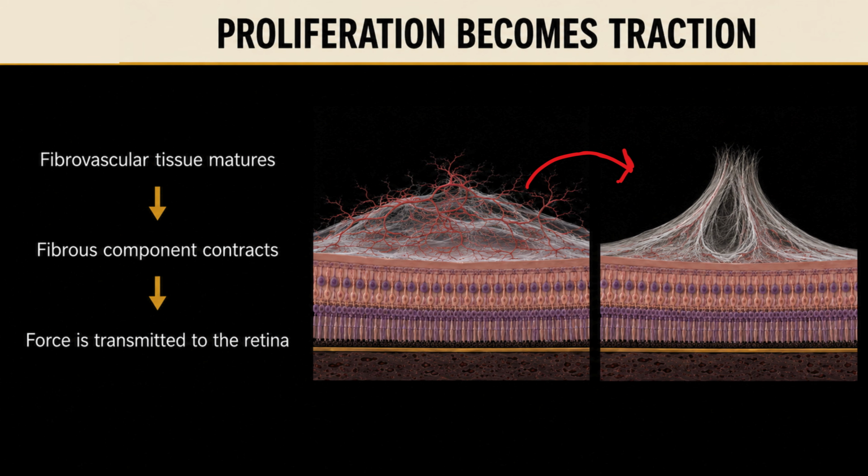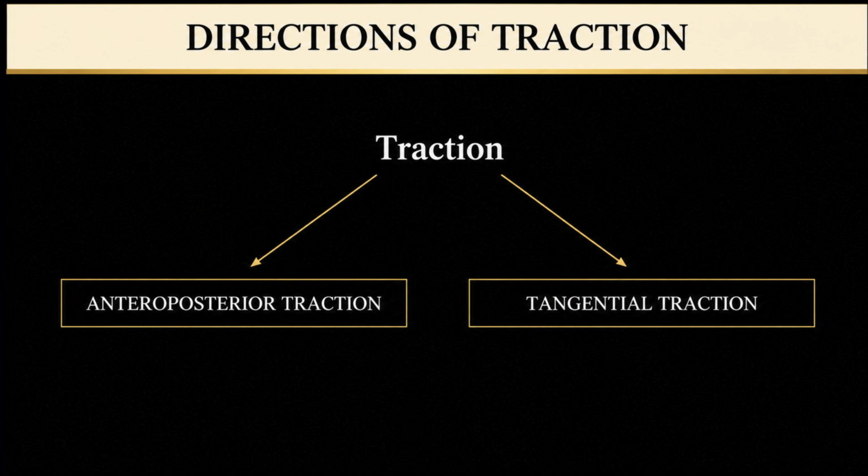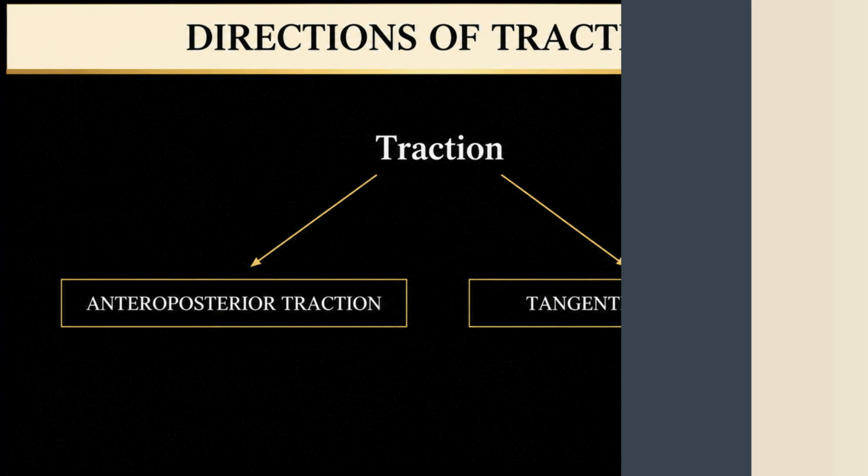As the proliferative tissue matures, its vascular component may become less prominent while the fibrous component contracts. Because this tissue remains attached to the retina, its contraction can now transmit the force directly to the retinal surface. This traction can act in two main directions: anterior-posterior traction or tangential traction.